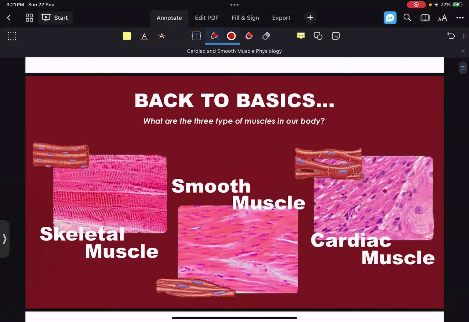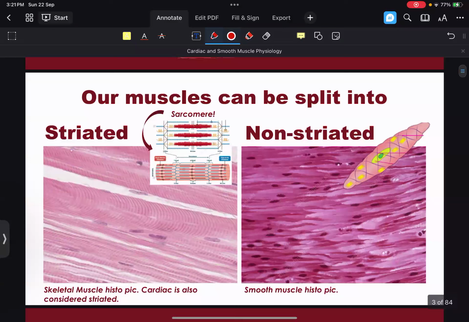So very quickly, back to the basics. We have three types of muscles in our body: the skeletal muscle, the smooth muscle, and the cardiac muscle. If you were to separate them into two groups, you would do so into striated muscles and non-striated muscles. Striated muscles are your skeletal and cardiac muscles, while your non-striated muscles are your smooth muscles.